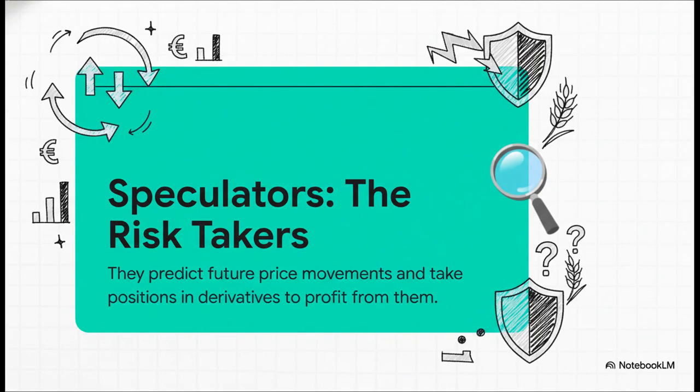Then you have the polar opposite, the speculators. These are the risk takers. They don't actually have any wheat to sell or flour to buy. Nope, they're simply betting on which way they think prices are going to go. And here's the crucial part. They are the ones who absorb all that risk that the hedgers are so desperate to get rid of. Without speculators, the whole system doesn't work.